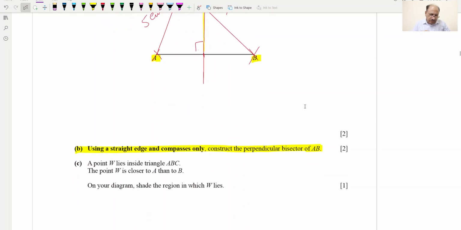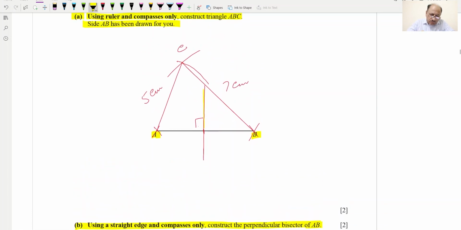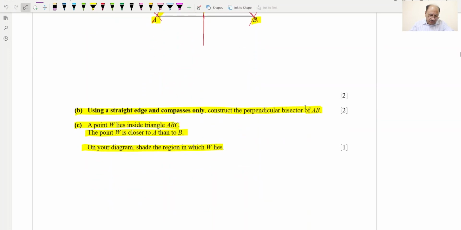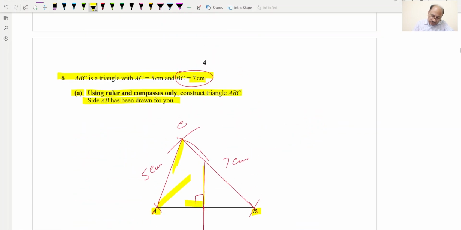After drawing the perpendicular bisector, they are saying a point W lies inside the triangle ABC. The point W is closer to A than B. On your diagram shade the region in which W lies. So the region which we need to shade is this whole region because it is closer to A than B. So we will be shading this portion. This whole portion will be shaded.